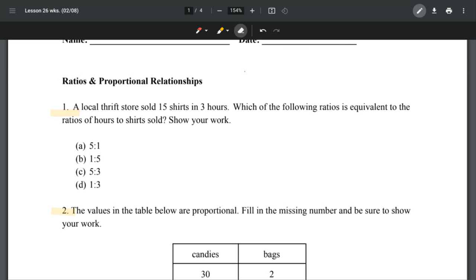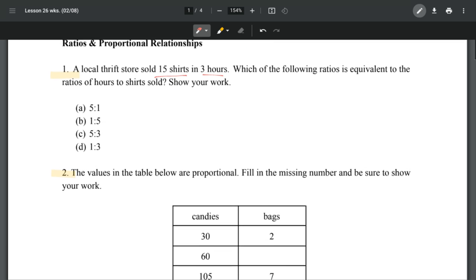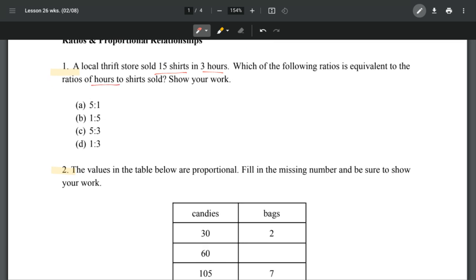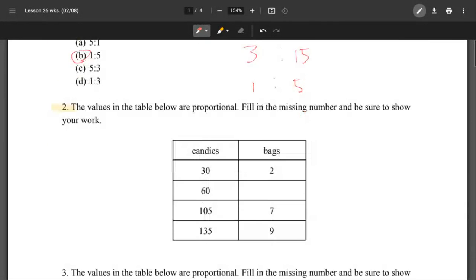So ratios and proportional relationships, and we're looking at number 1. A local thrift store sold 15 shirts in 3 hours. Which of the following ratios is equivalent to the ratio of hours to shirts sold? Okay, so they want hours to shirts, and we sold 15 shirts in 3 hours. To simplify that, both sides are divisible by 3, so it becomes 1 to 5. So our answer is B.